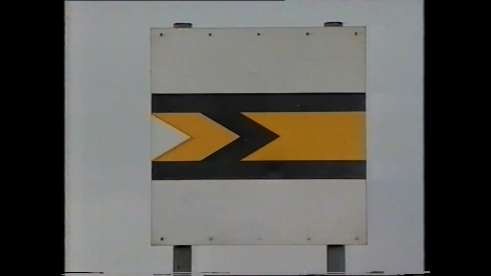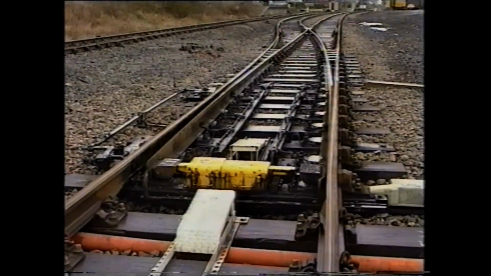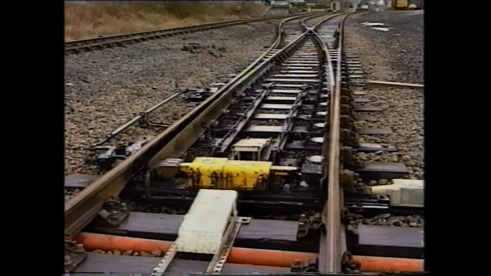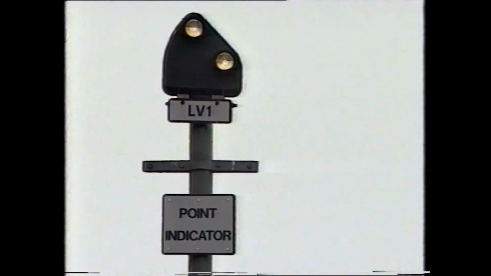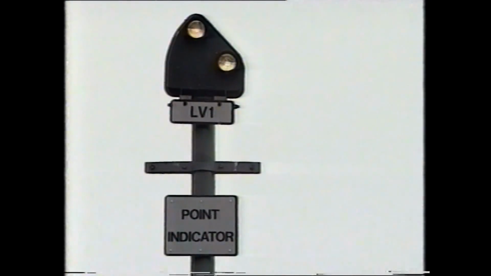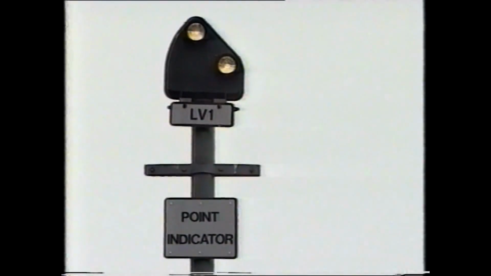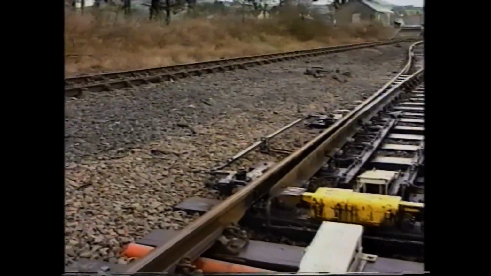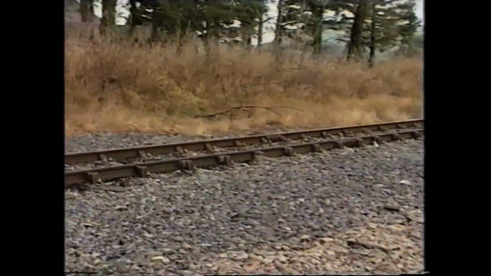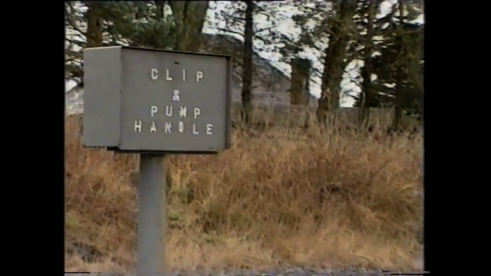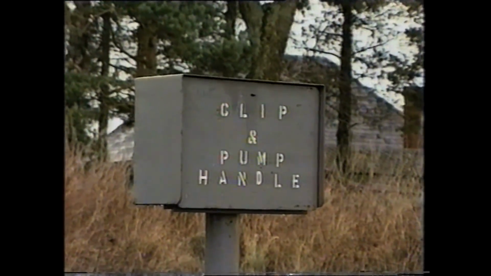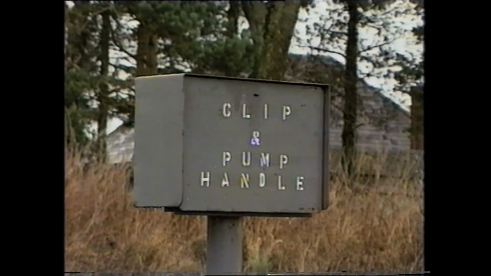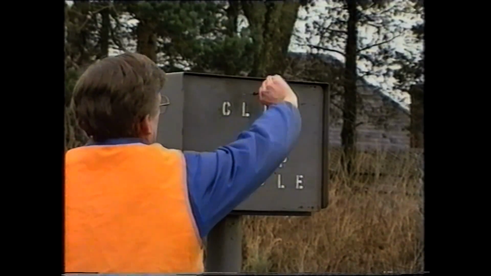The approach to each token exchange point is marked by a fixed distance signal of the reflectorized board type, and the subsequent hydropneumatic self-detecting facing points giving access to the left-hand passing loop are protected by a point set indicator displaying two white lights when this connection is set and locked. If the two white light indication is not illuminated, the driver must stop at the signal. The trainman must then pump the points by means of the handle provided in the adjacent cabinet. In every case where these points have been pumped, they must then be clipped and locked.